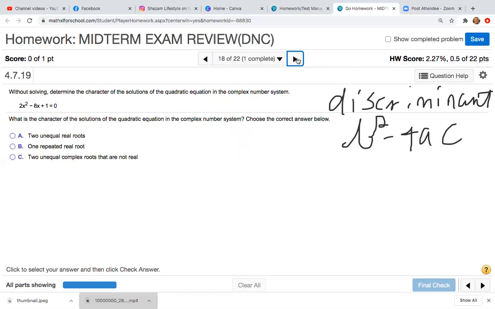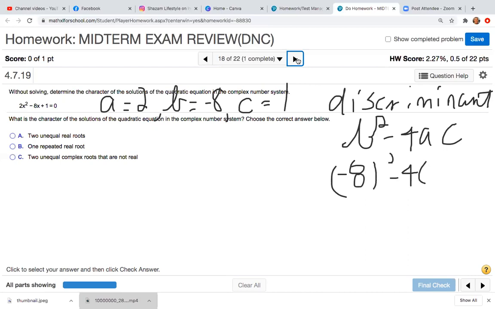Now, the quadratic should be equal to 0 first. It is. If it wasn't, you have to set it equal to 0 first. And then identify a, the coefficient of x squared, which is 2. Identify b, the coefficient of x, which is negative 8. And identify c, okay? C is the constant. Now you go into the formula and plug everything in. So you do a negative 8 squared minus 4 times a, which is 2, times c, which is 1. So that's 64 minus 8. And 64 minus 8 turns out to be 56.